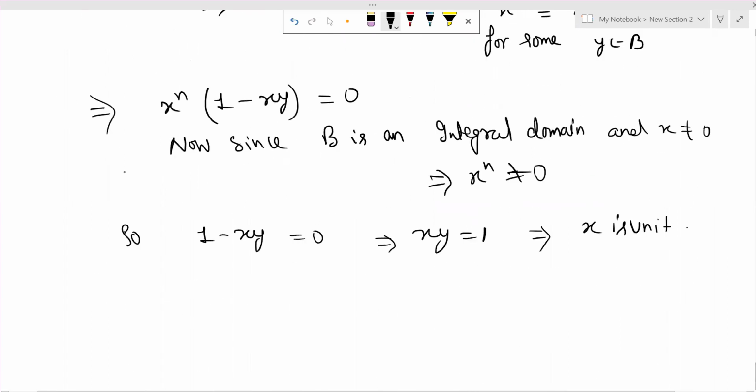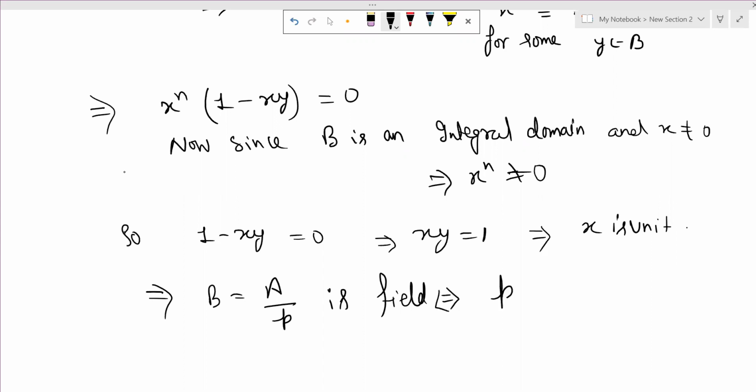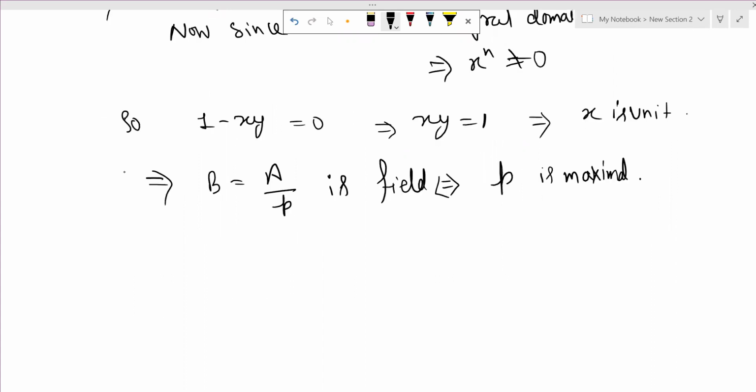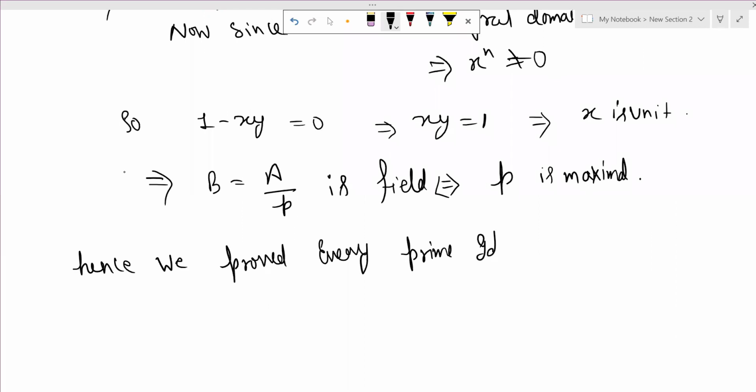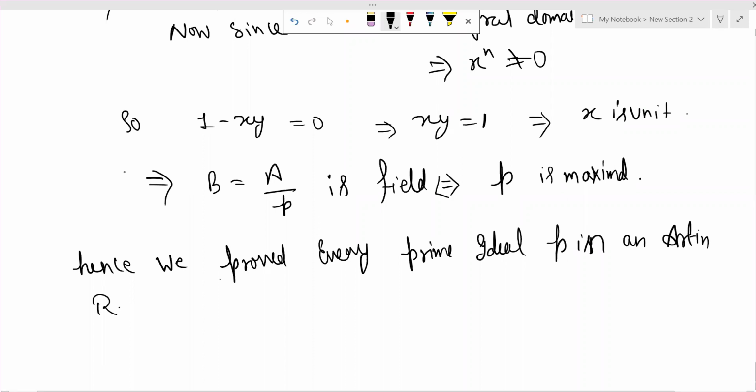So this means B equals A mod P is a field. This implies P is maximal. Hence we prove that every prime ideal P in an Artin ring is a maximal ideal.